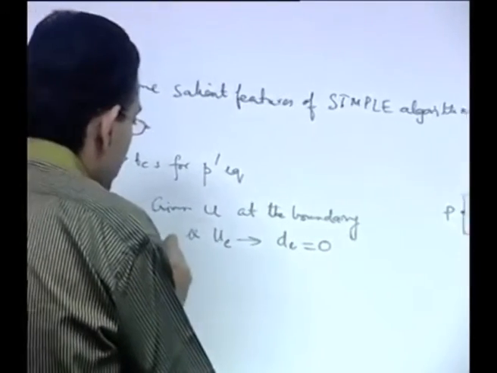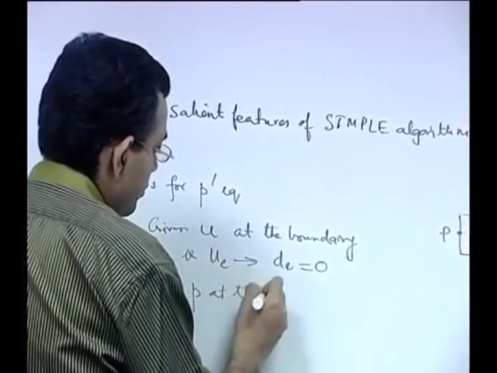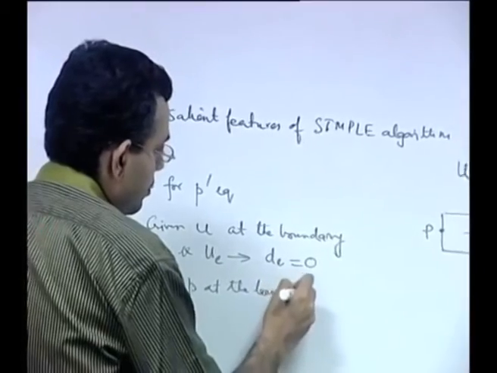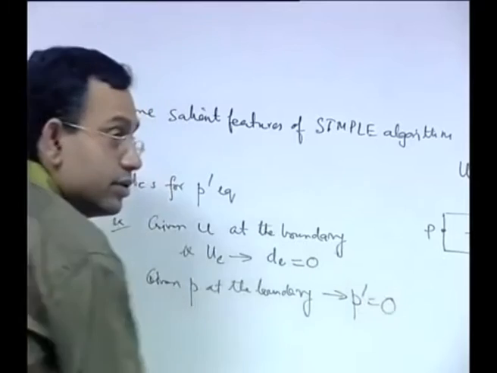And if you have a given pressure at the boundary, then obviously the pressure correction is equal to 0.